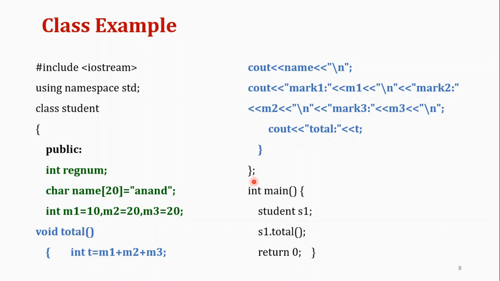So this is the end of the function and the end of the class with the semicolon. Every class must be enclosed with curly open and close brackets and ended with a semicolon. So that is the end of the class.